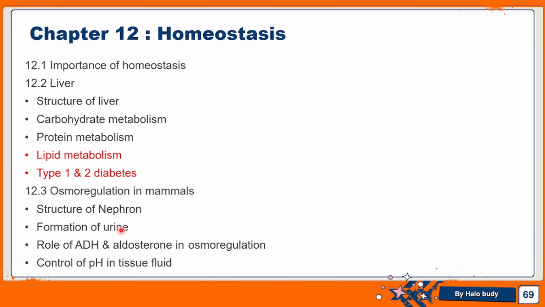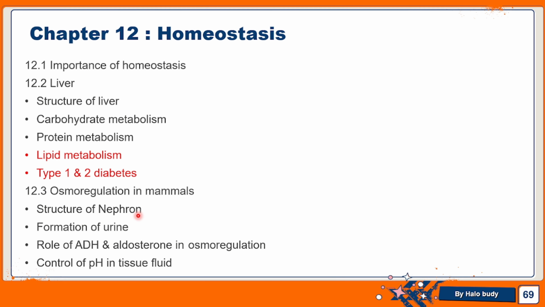These 3 processes, but in STPM, you need to learn much deeper, not like in SPM where it's just the basics. Also the role of ADH and endosome, you will need to learn very deeply. And the new thing, control of pH in tissue fluid. Our tissue fluid pH is maintained. We need to maintain our pH. So how is it controlled? The kidney plays the role in controlling it.